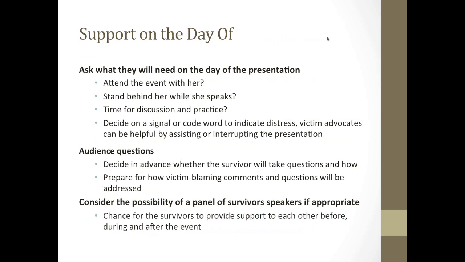On the day of the presentation, you should ask survivors what they might need. Do they need you to be there standing next to her or behind her while she speaks, just to be present, waiting in the wings, or to be sitting in the audience so that she can maintain eye contact with you? Does she need to have time for discussion and practice? Does he or she want to go through it before the event happens? It may also be helpful to decide on a signal or a code word to indicate distress, where advocates could be helpful by assisting or interrupting the presentation, or allowing for a pause or a break, or whatever might be needed at the time.